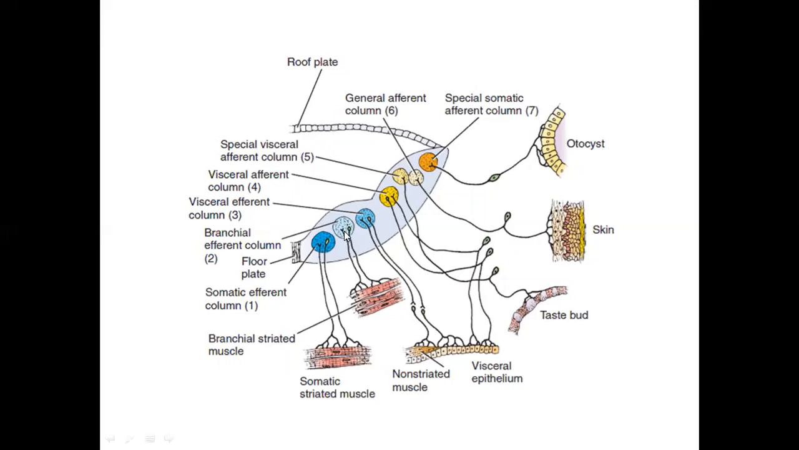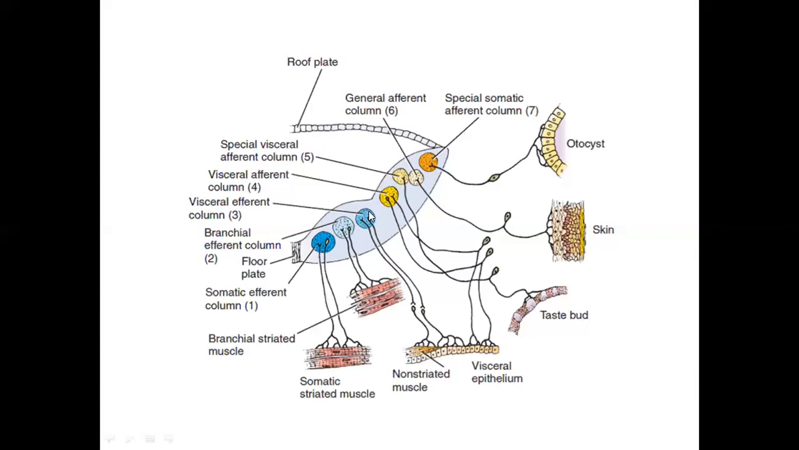So the cranial nerves supplying the muscles of the pharyngeal arches will be related to this column. That is the seventh cranial nerve, the glossopharyngeal nerve, and the vagus nerve, right? And the mandibular nerve, the fifth nerve. And this is the general somatic efferent column, which is supplying the voluntary muscles of the body. In the case of the spinal cord, it is supplying the voluntary muscles of our limbs. In the case of head and neck, it is supplying the general voluntary muscles of our head and neck, right?